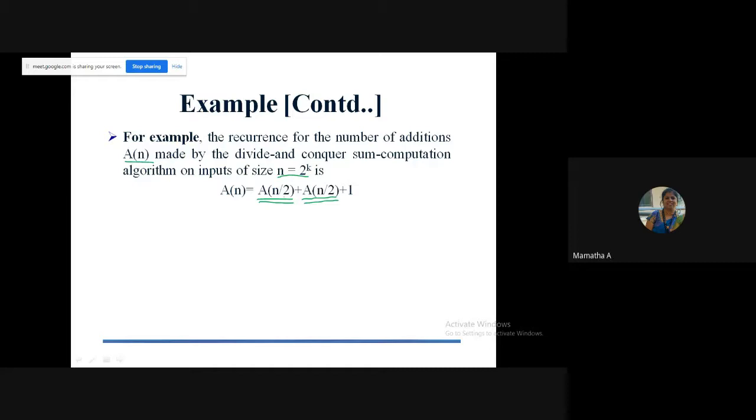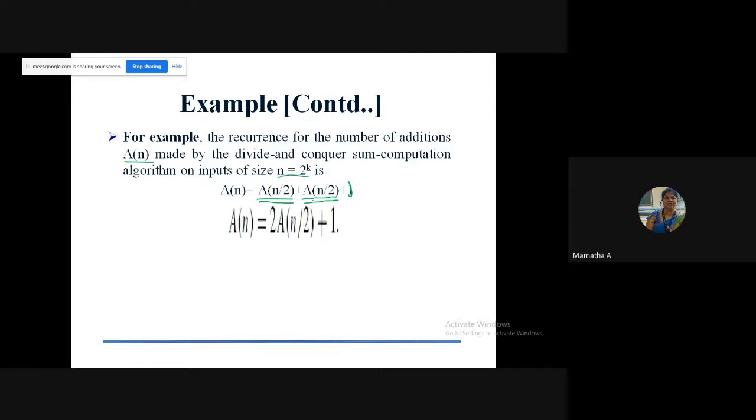And you might question me, ma'am, it may not be exactly n by 2. That's okay. Slight variation will be there, not a problem. But it is half. We are dividing into two equal halves. That's our convention. So, n by 2, n by 2. And next, what is this plus 1? Plus 1 is nothing but the one addition that I need to add the result of the sum of the first half with the result of the sum of the second half. Isn't it so?